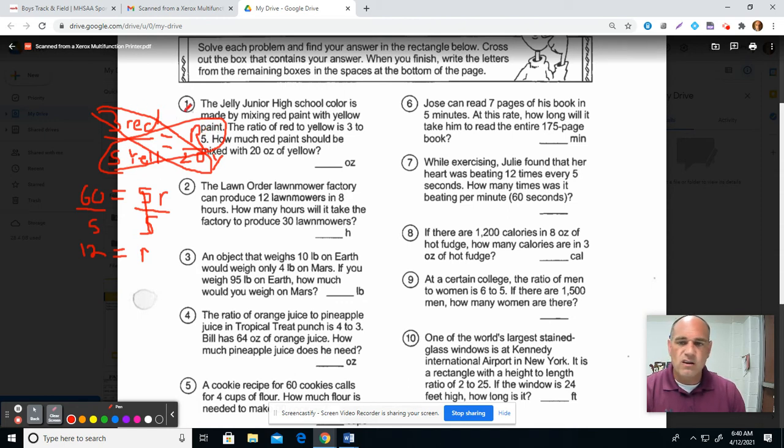So this is how we're going to solve most of our story problems. We're going to set up our true statement. We're going to set up our other ratio, and then we're going to cross multiply.